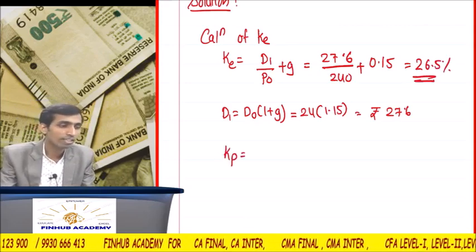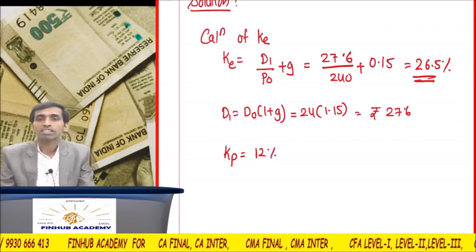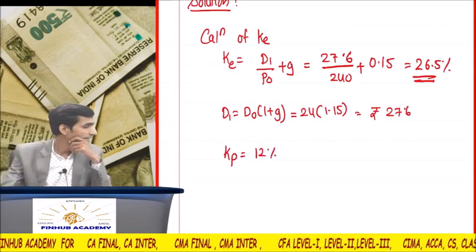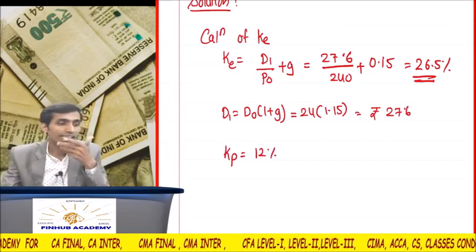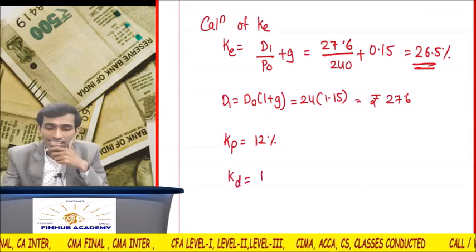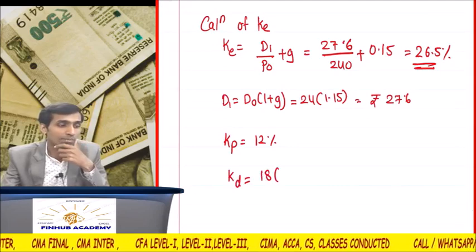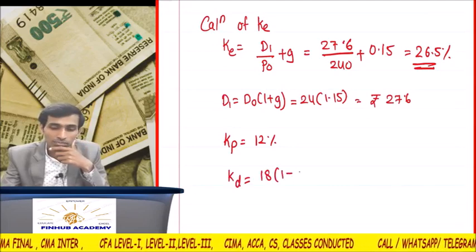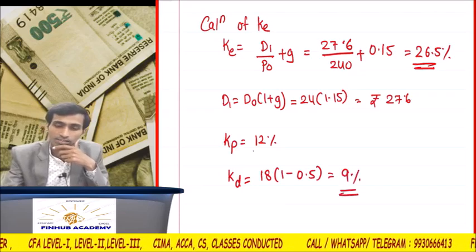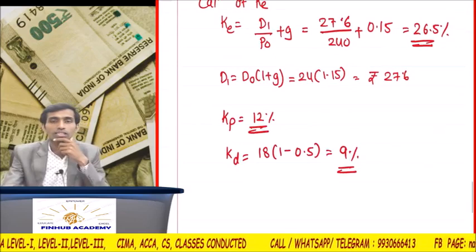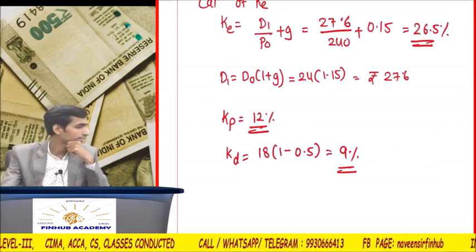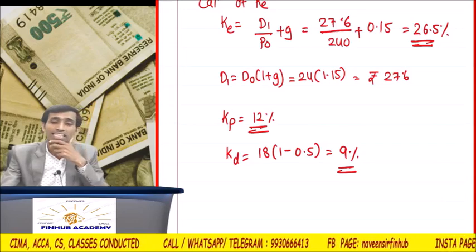KP is how much? Nothing is mentioned, so I will take 12%. Remember. KD is how much? Once again, they have not said anything. So the coupon rate 18% multiplied by 1 minus T, 1 minus 0.5, will be 9%. So KE I got, KP I got, KD also I got. Now I can calculate.